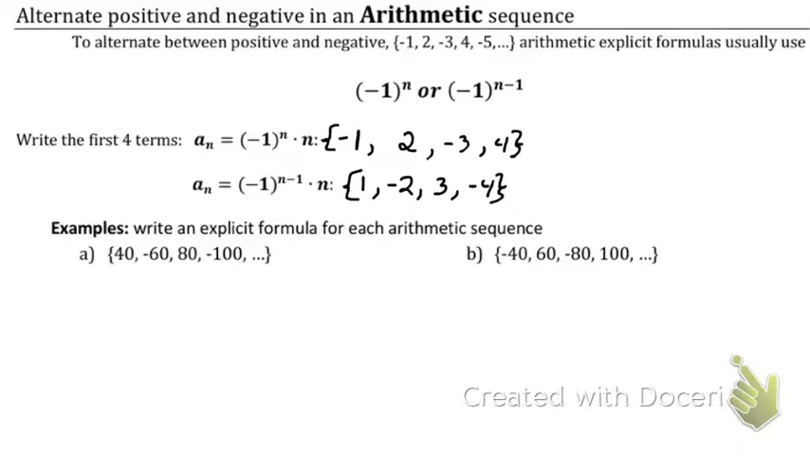So now you just pick out the one that matches what was given to you. I was given a negative 1 to start off with. So if I was told to come up with this equation, I would pick the negative 1 to the nth times n to alternate between negative and positive.